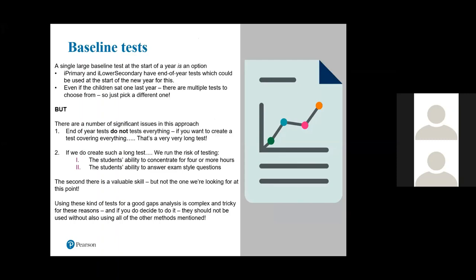The first is, end of year tests, which baselines are often based upon, almost never test everything for that year's teaching. They test a relatively randomized selection of content. The student is encouraged to revise because they know anything could come up. But as a post-event diagnostic tool, they're limited by this. You're only testing what you're testing.